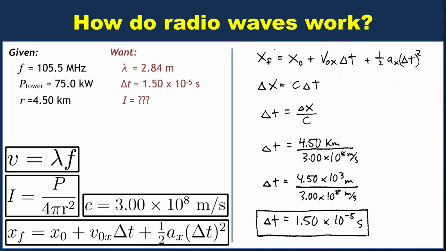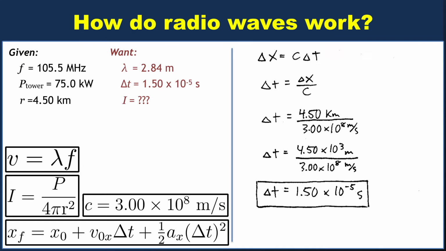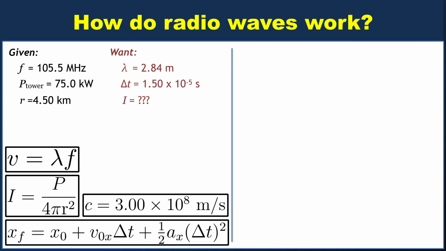The final quantity we want to calculate is the intensity of radio waves at our location. So for this, we'll use I equals P divided by 4 pi r squared, and I'll remind you that the 4 pi r squared term comes from imagining that the power has to be distributed over the surface area of a sphere of radius r. So in this case, that imaginary sphere would be centered on the radio station transmission tower, and r, the radius of that sphere, would stretch out to our location.